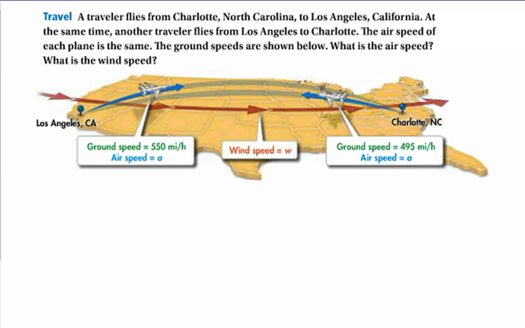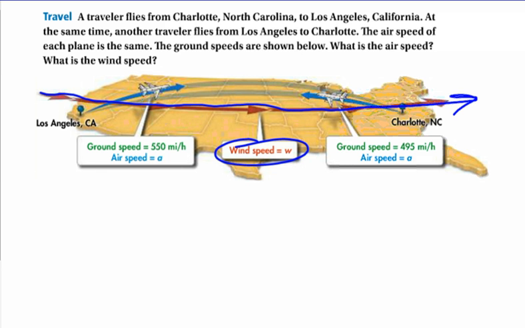Travel. A traveler flies from Charlotte, North Carolina, to Los Angeles, California. At the same time, another traveler flies backwards from Los Angeles to Charlotte. The airspeed of each plane is the same, except it's going in one direction. The airspeed is going in this direction. Probably should have used red. Sorry, the wind speed. Oh, the airspeed is the same. The wind speed is different.